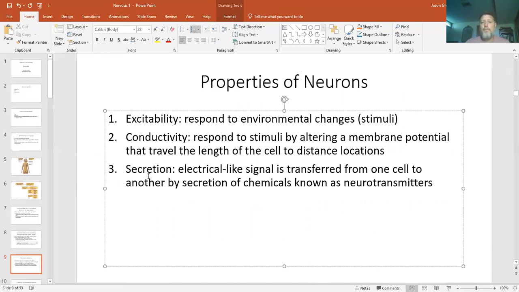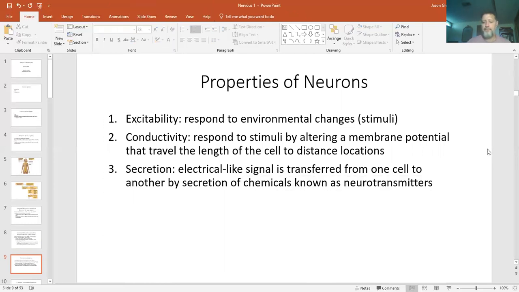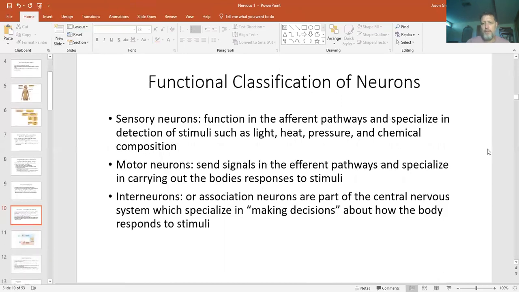And then pretty much all of them will secrete something. Usually it's a chemical, known as a neurotransmitter. And we'll talk about a few of them. We'll talk about more when we get into the endocrine system. But right now, we'll just talk about a few of them.